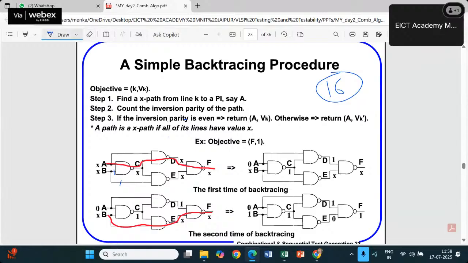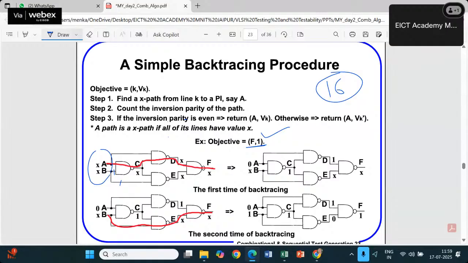So now our goal is F equal to 1. K is the F branch and Vk is the value of K. Okay, so F is equal to 1. It means I have to set A and B. Previously, I am not aware of what A is and what B is.